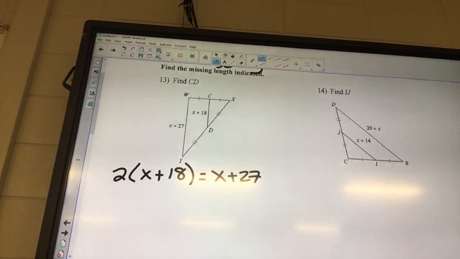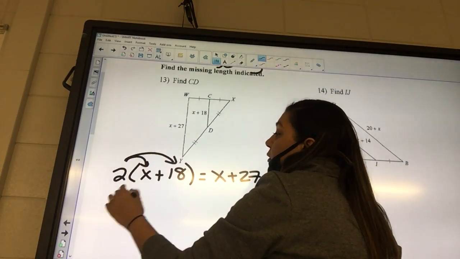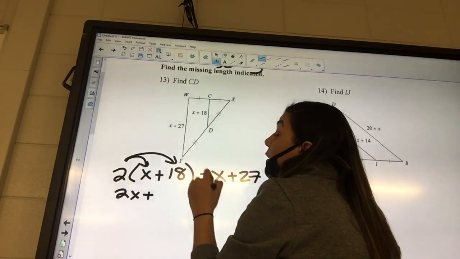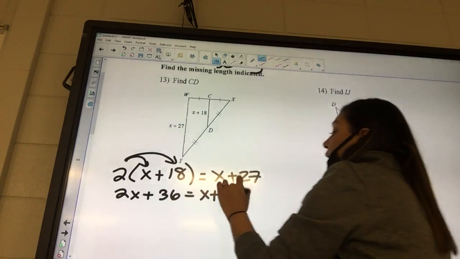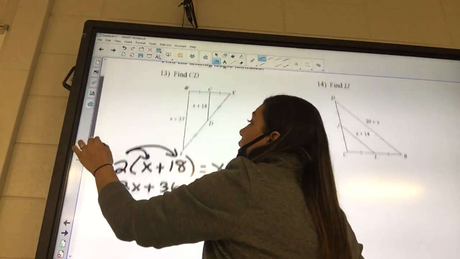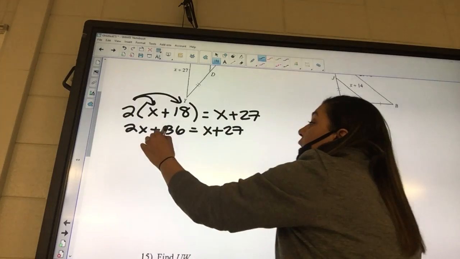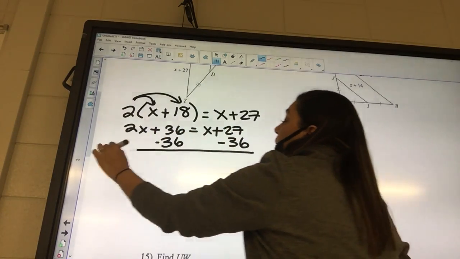Okay, and so our first step is always to distribute. So we got 2x plus 36 equals x plus 27. Okay, and so we need to get all our letters to the left and the numbers to the right. Okay, so we're going to say minus 36, minus 36.